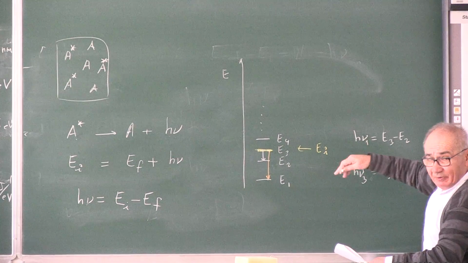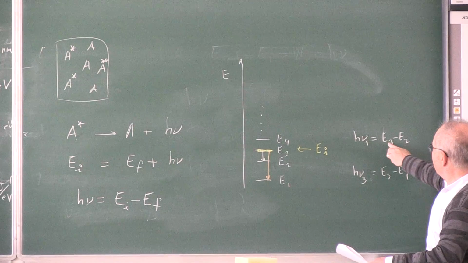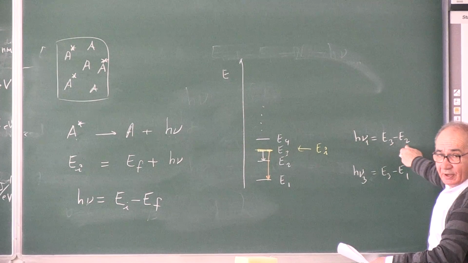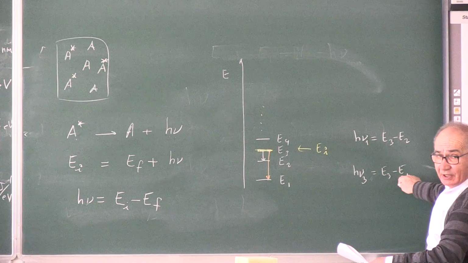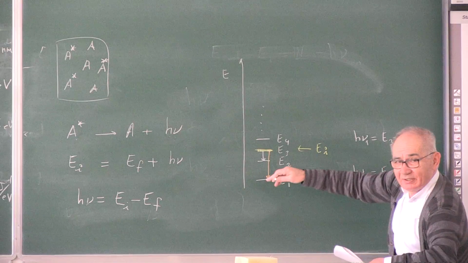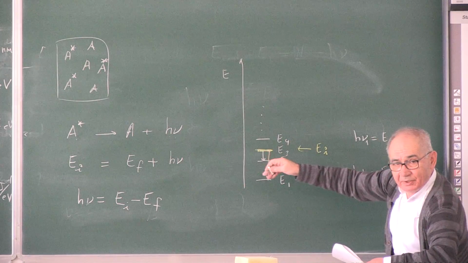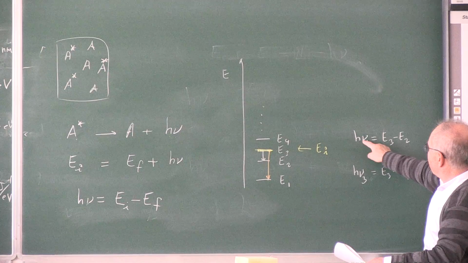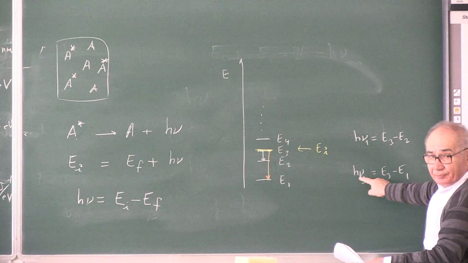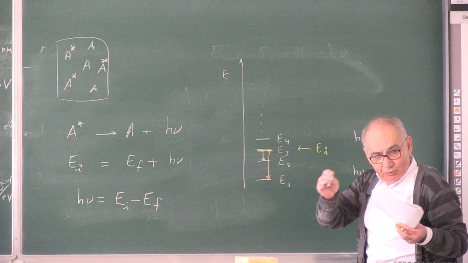The photon frequencies of the emitted photons are different, you see, because the difference E3 minus E2 is not the same as E3 minus E1. In fact, the diagram shows E3 minus E1 is larger than E3 minus E2. Therefore, this photon energy is smaller than that photon energy. So these are two possibilities.